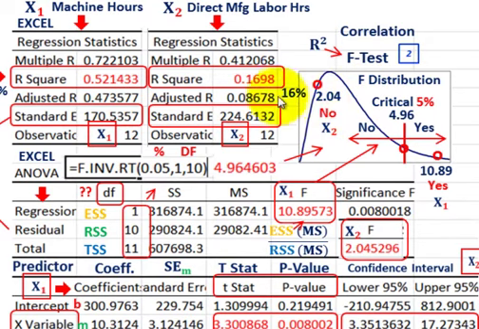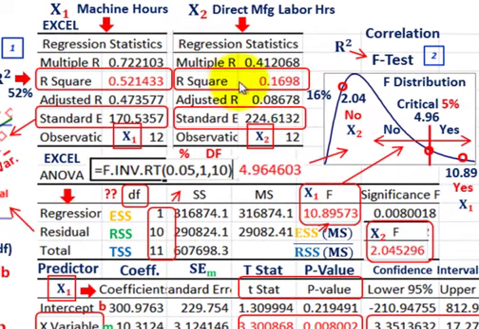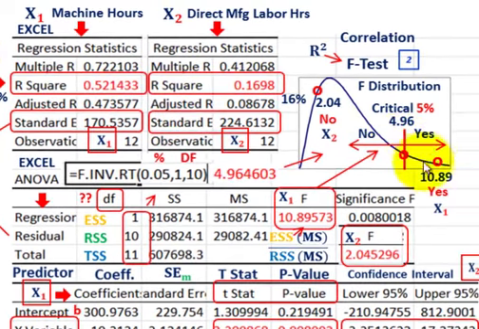As you can see with the percentage, the R squared at 16%, it's sitting way out here on our F distribution curve. It's way less than our critical value. So no, we can't say we have a relationship with our x2. But with our x1, you can see we're sitting at 52%. And yes, we did. It had an F statistic, an F value, of 10.89.